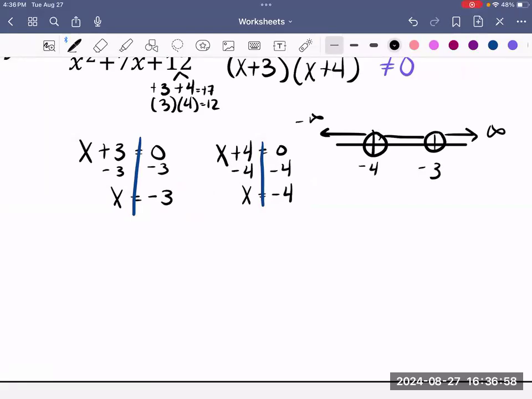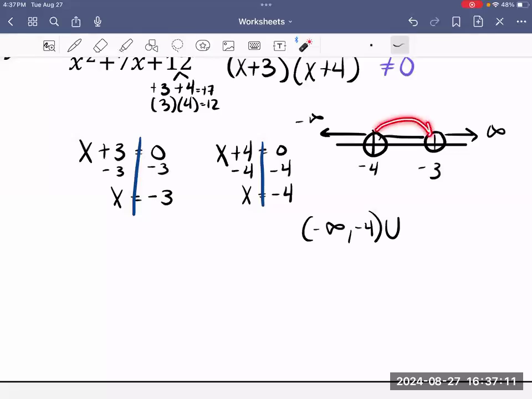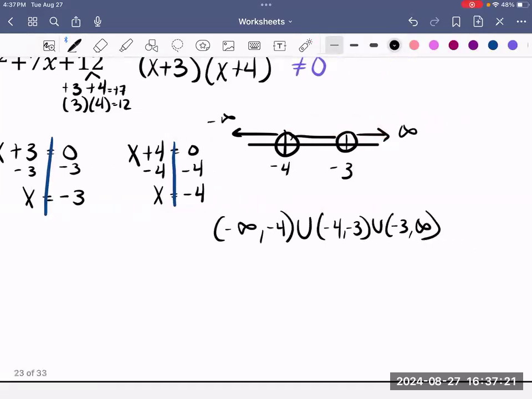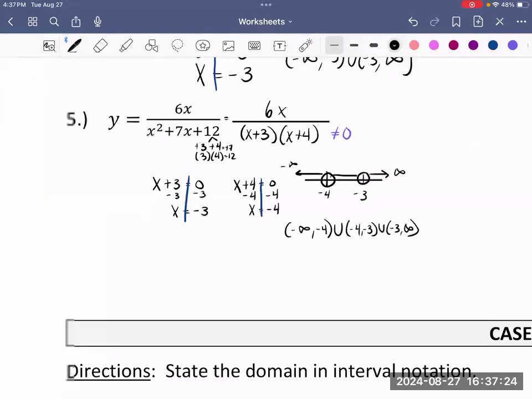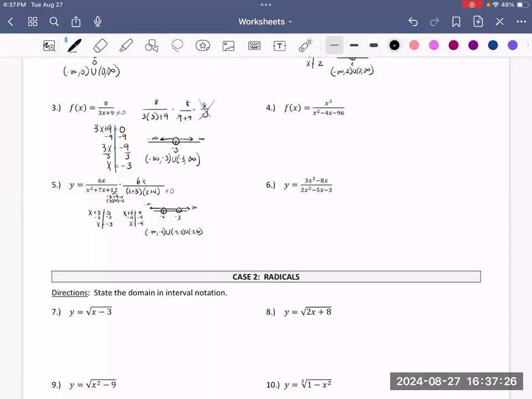Now we're going to start to put these in chunks. So we're going to go from negative infinity to negative 4 and jump over negative 4. Then from negative 4 to negative 3, and then we're going to jump over negative 3 and go to infinity. Now try it again with number 4.